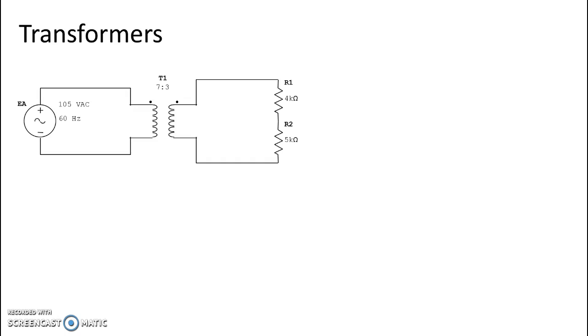It has our dots in different places. It has a different ratio formula. So where our previous transformer was a step-up transformer, this one is a step-down transformer. We have a 7:3 ratio. And so we're expecting our secondary voltage to actually be less than half of our primary voltage because 3 is less than half of 7.